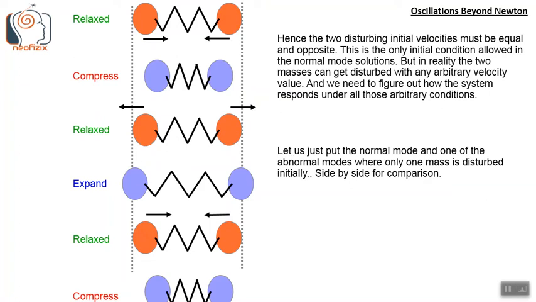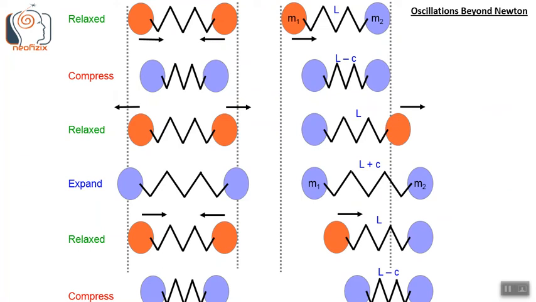So how will this system behave under those conditions? That's what we have to figure out. So let us just put the normal mode and one of the abnormal modes that we discussed earlier, where only one mass is disturbed initially.